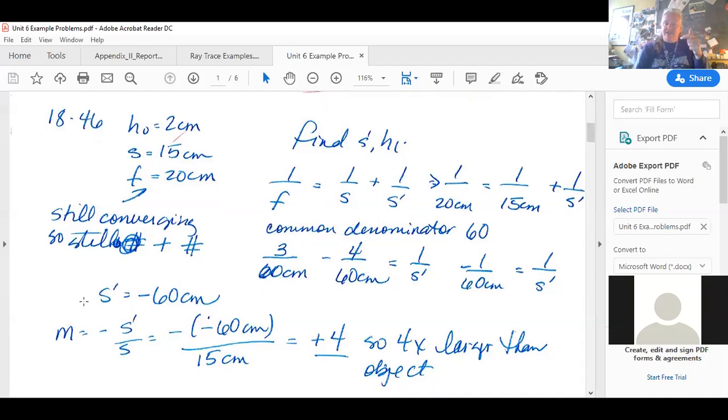So my magnification is minus S prime over S. So minus negative 60 over 15 is a plus 4. Plus means it's upright, and 4 means it's 4 times the size of the object. So 4 times 2 would be 8 centimeters tall. And it's positive 8 because it's upright. Okay?